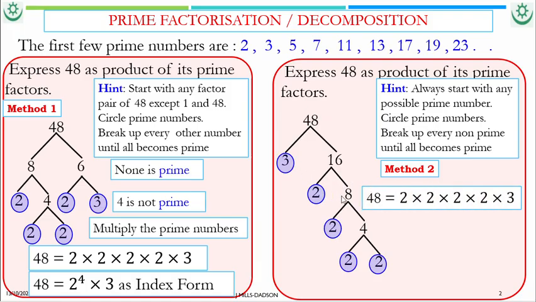But this one sometimes slows people down because you need to be very good at your times table to know which prime number to start with. But with the other method, you start with any factor pair, and once a number is not a prime number, you keep on breaking it up. So it's a matter of choice. Which one works for you? Choose it and work it out.